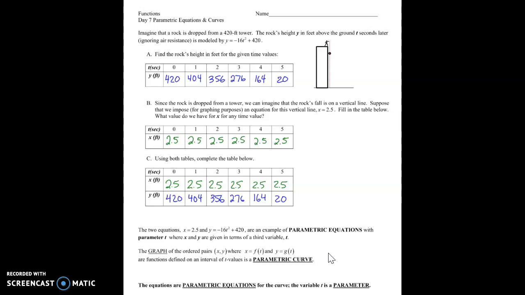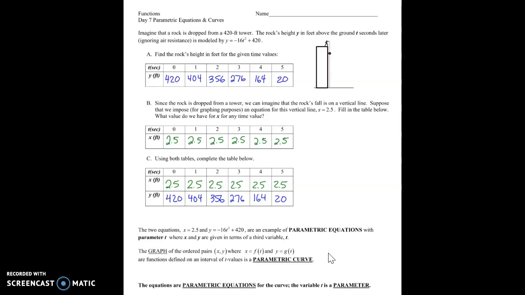So the example is that there's a rock dropped from a 420-foot tower, and the height above the ground after so many seconds is modeled by the equation y equals negative 16t squared plus 420. So first thing we can do is just find the rock's height in feet for the given time value.